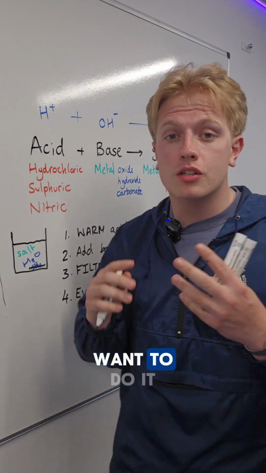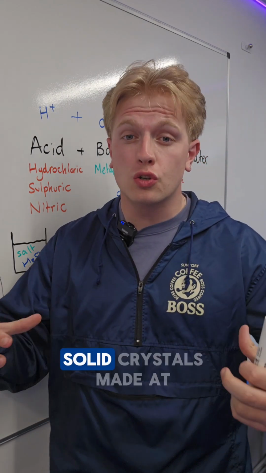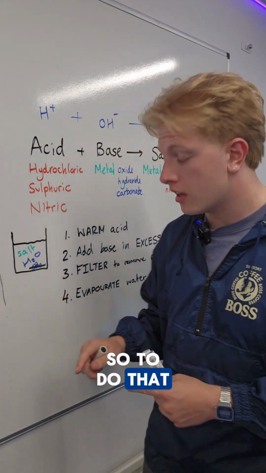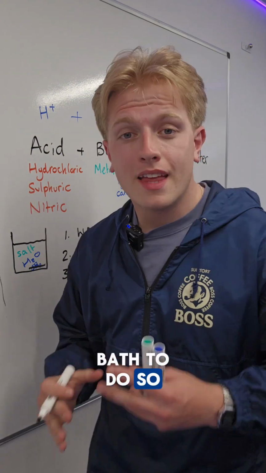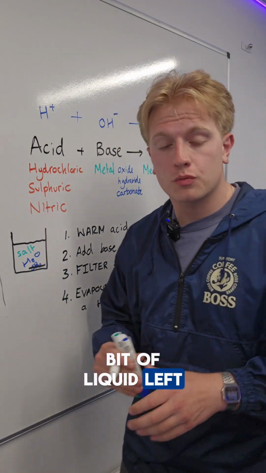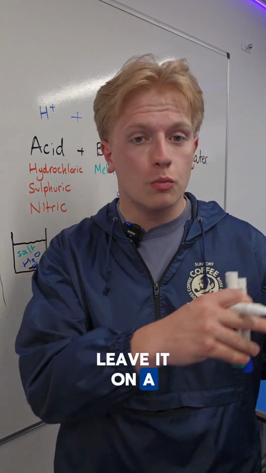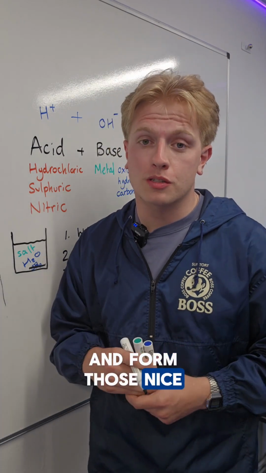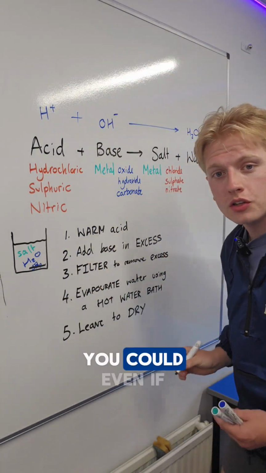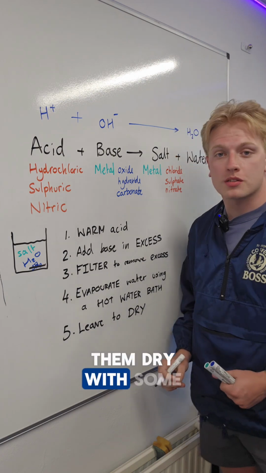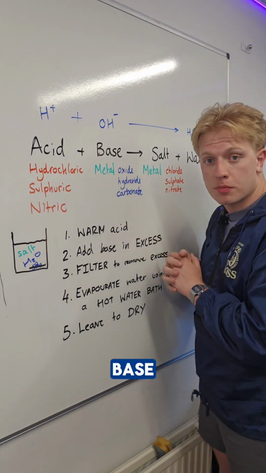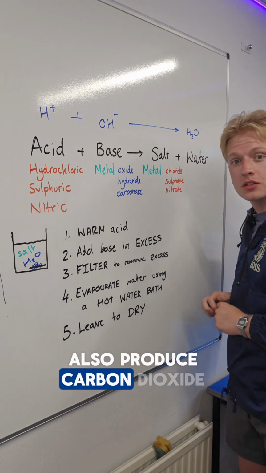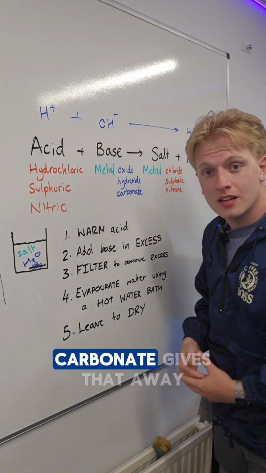Remember, for this, we want to do it quite gently so that we get good solid crystals made at the end. So to do that, we're going to evaporate it, but we're also going to use a hot water bath to do so. Then when you get to having a little bit of liquid left, we take it away from the hot water bath, leave it on a windowsill to dry and form those nice big crystals of our salt. You could even, if you want, pat them dry with some paper towel. Cheeky little thing I didn't mention is if you have a carbonate base, by the way, you'd also produce carbon dioxide gas. Carbonate gives that away.